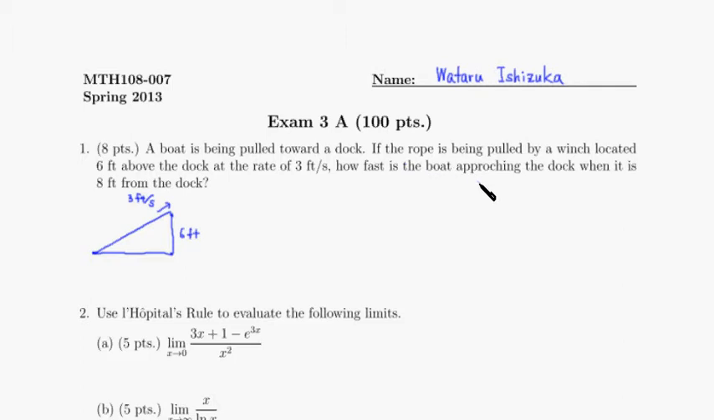And how fast is the boat approaching? So we want to know how fast this guy is going right here, in feet per second, when the boat is 8 feet from the dock. So here is 8 feet right here.